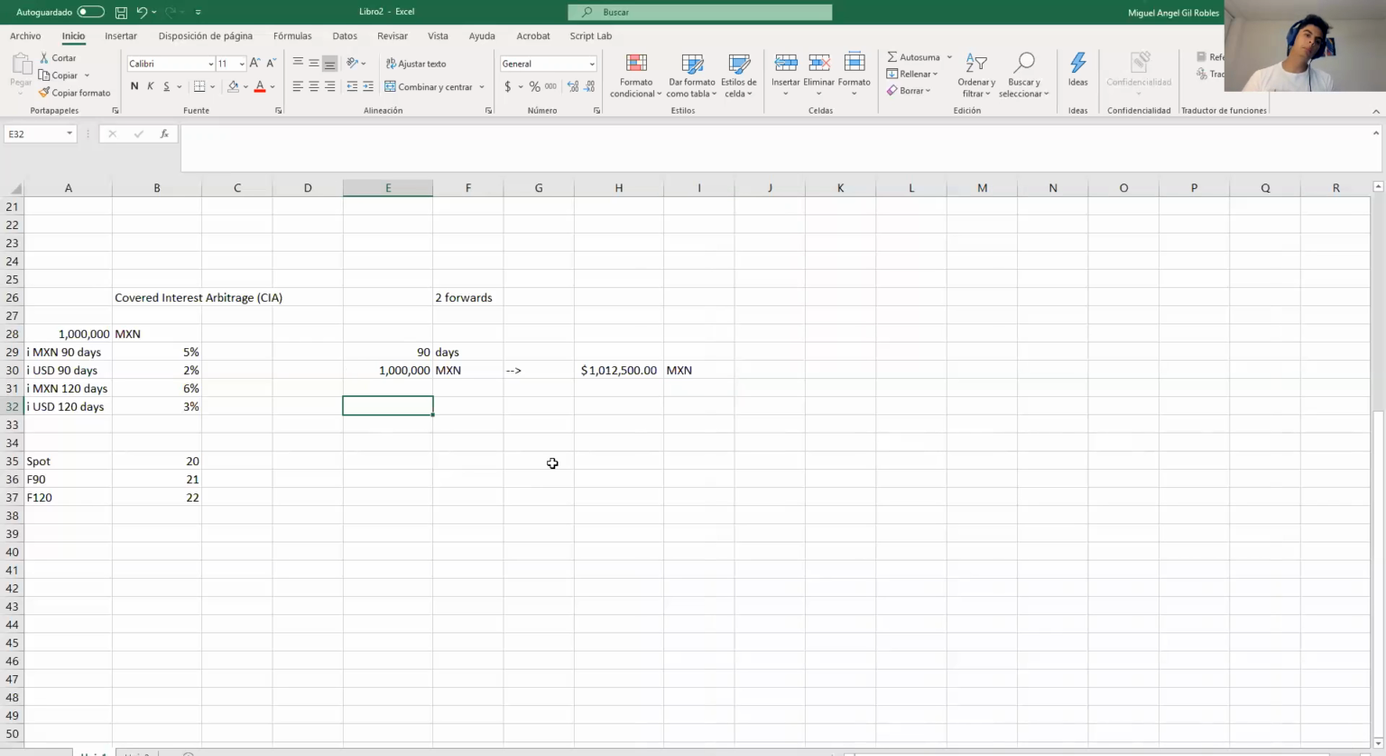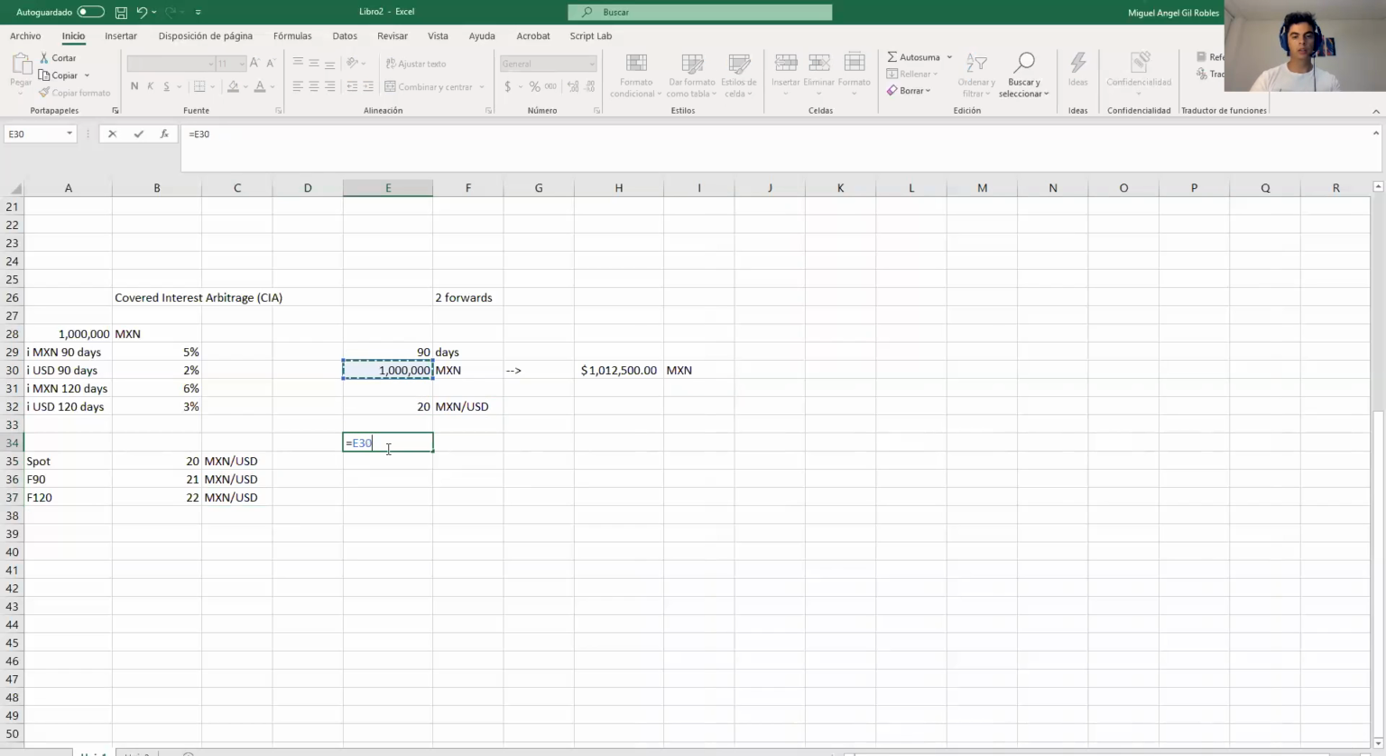So now let's convert our 1 million pesos to dollars. How do we convert that? We convert that with the spot rate. Here we don't have any problems because we only have one spot rate, right? We don't have bid and ask. And then we only need to divide, right? Because we have pesos on top. Remember that too.